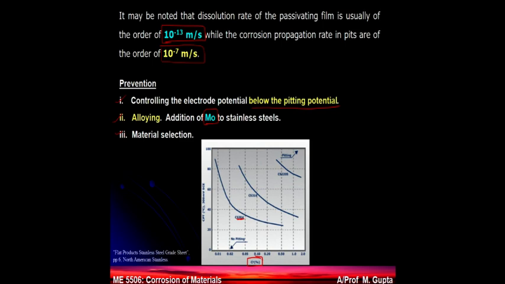So how do we read this graph? Below this solid line, if you have the temperature versus chlorine concentration below this solid line, pitting corrosion will not take place, no pitting. And if you have the temperature versus chlorine concentration above this solid line, then your pitting will take place.